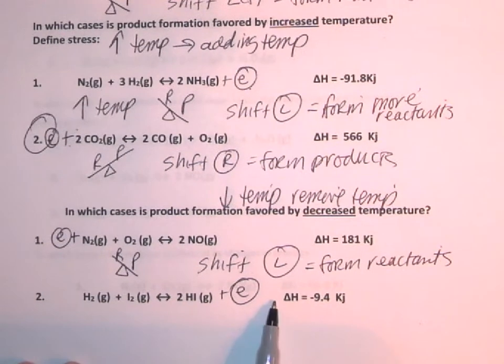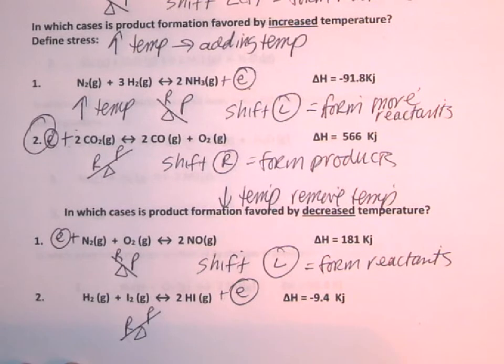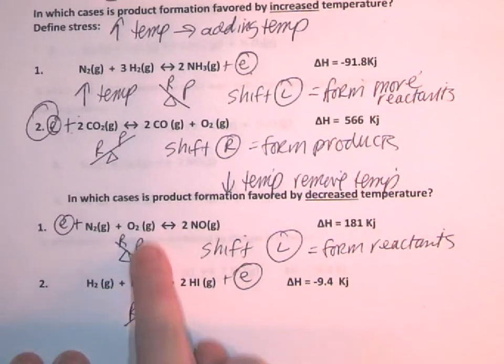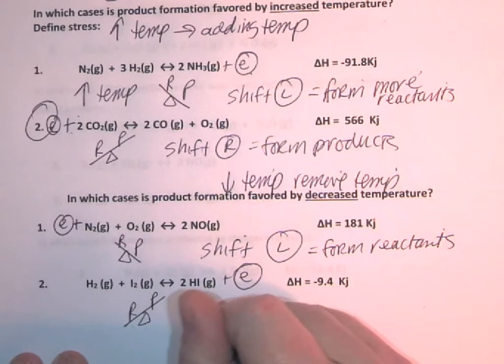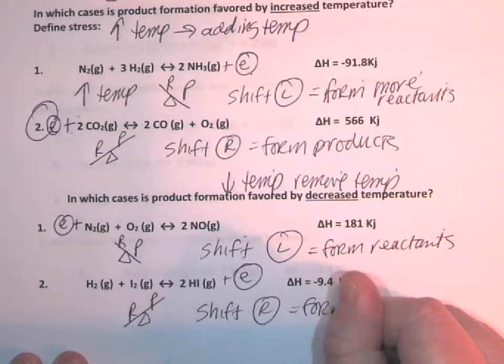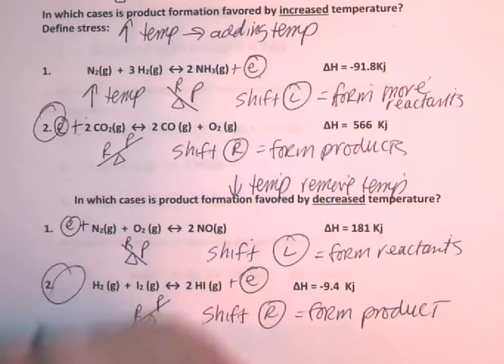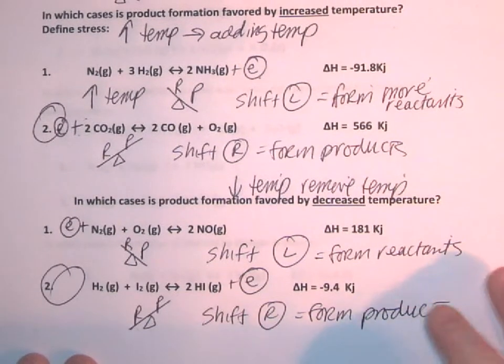If I am going to remove the temperature from this side, it's going to look like this during the stress of it. Remember, these are all drawing the stress. And the result of it is it's going to shift to the right side. It's going to form more product, which is what this question is asking for. So number 2 is your answer.